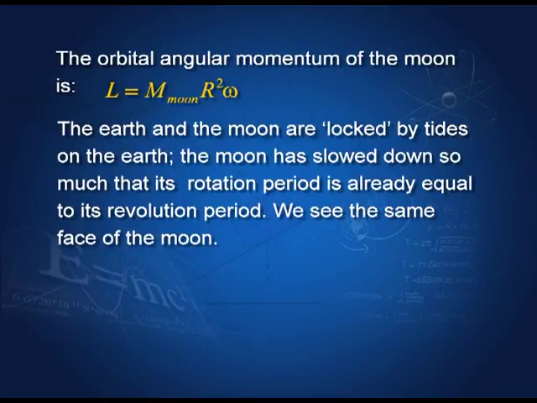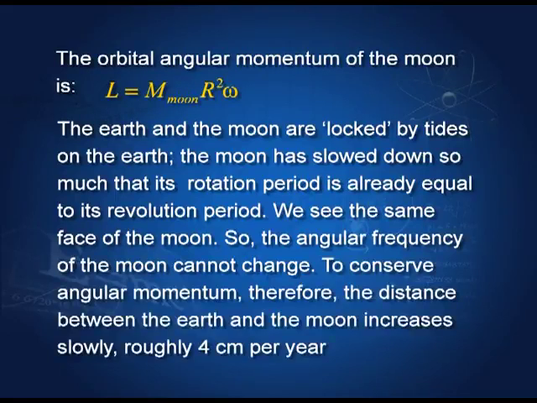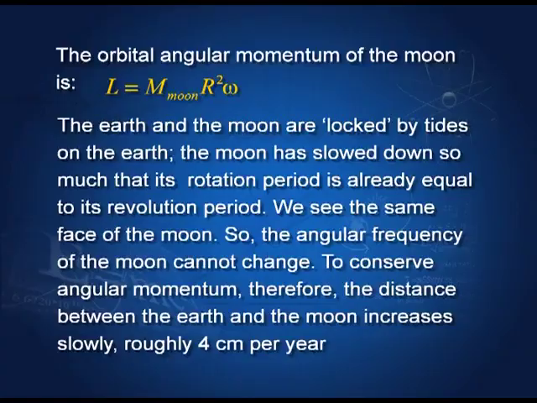Now, that means that because of this locking, because the moon is now facing the same face towards us all the time, there is no scope in the change of angular velocity. That is, omega cannot change, but L is increasing. So, what do we do? We must increase r, because mass of the moon cannot increase. To conserve angular momentum, the distance between the earth and the moon must increase slowly, roughly 4 centimeters per year. This is a very interesting consequence of the conservation of angular momentum, that the moon is going away from us at the rate of 4 centimeters per year.